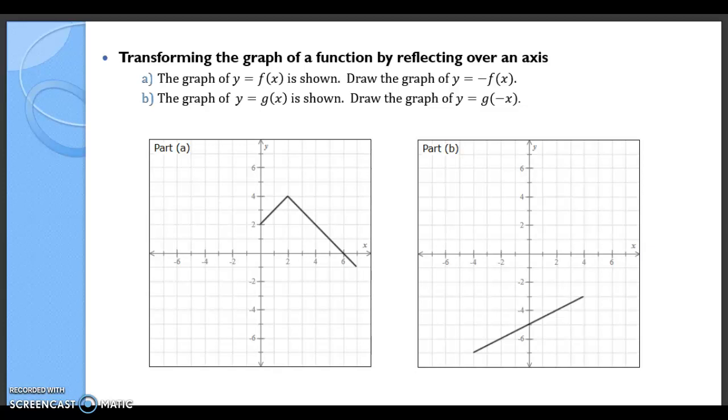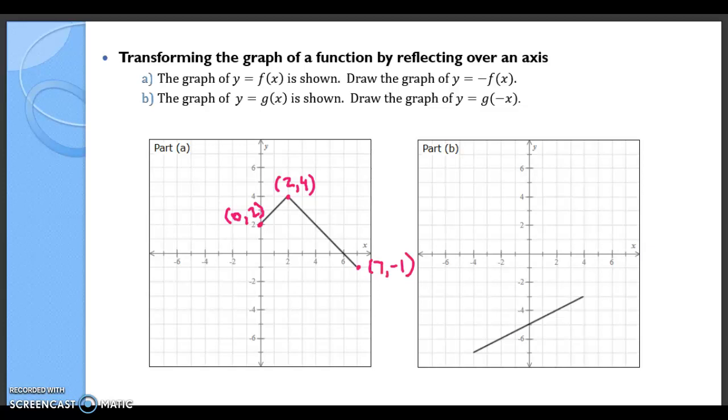Let's first label some points on our original function. This point right here is 0, 2. This point right here is 2, 4. And this point right here is 7, negative 1.